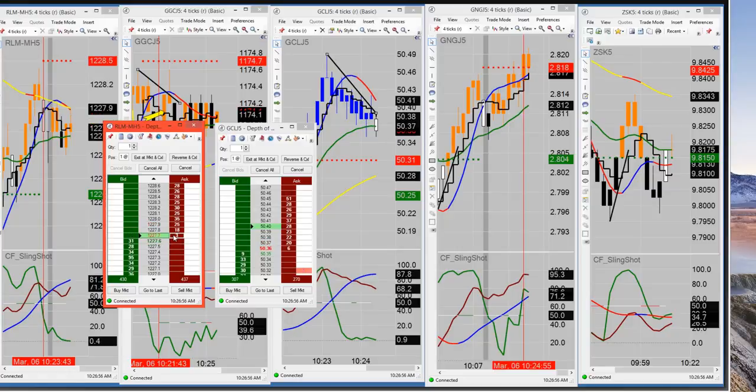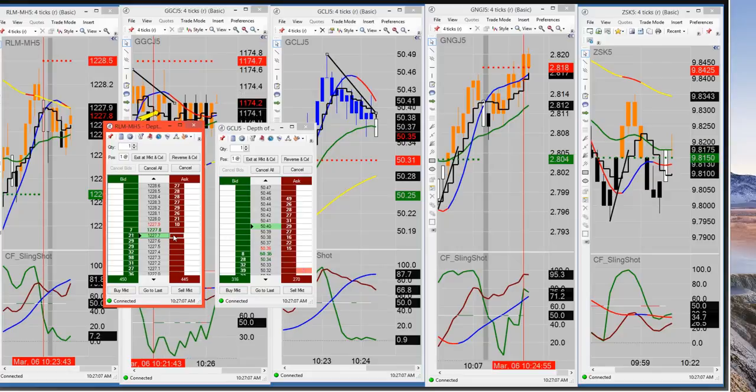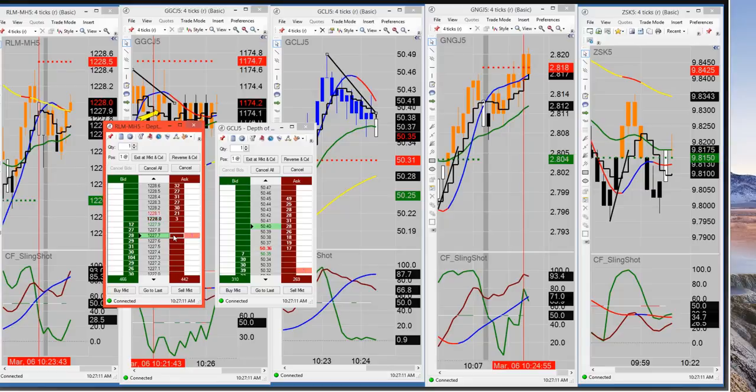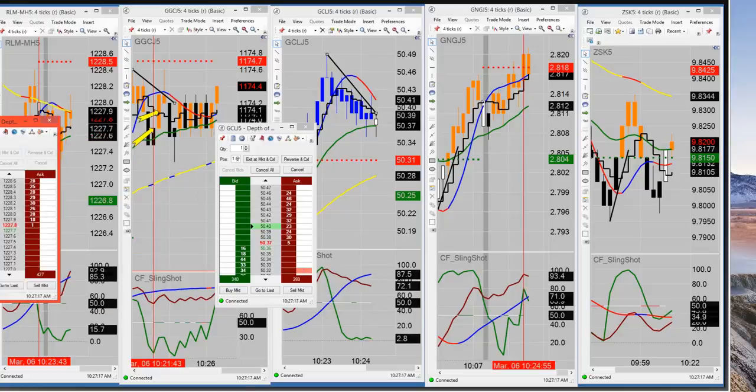Now we need 4 ticks profit or a close above the MA1 on the Russell to move the stop to break even. And we're just hoping the BBC is going to hold over there on the crude oil. One more tick. Okay, stop to break even on the Russell. And we're out at break even on the Russell.